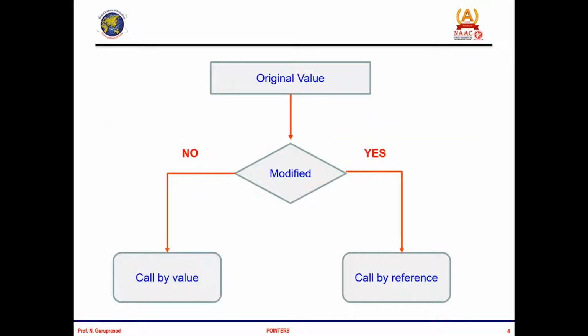I have pictorially represented the thin line difference between call by value and call by reference. So I have a function where I'm going to pass the parameters, and in the user defined function, let us look at the status of the parameters. What happens? If it gets modified, then you are actually implementing call by reference. And if it is not, then you are actually implementing call by value. So let us look at both of this one by one.